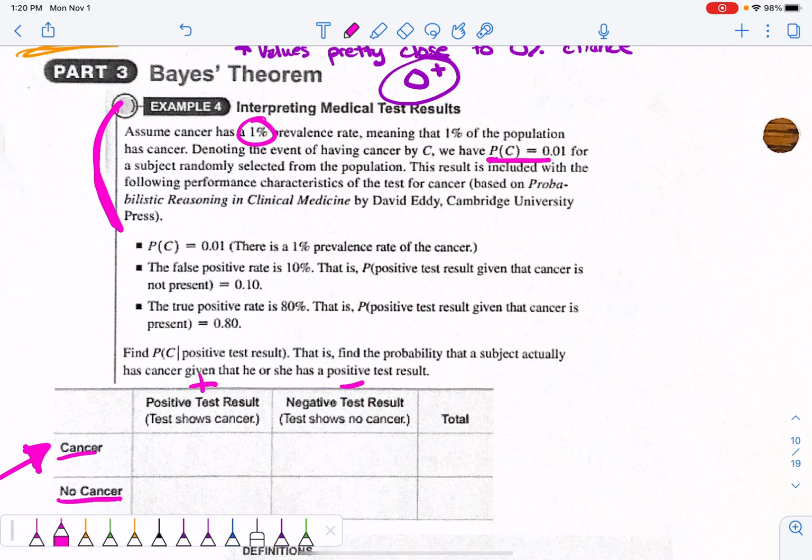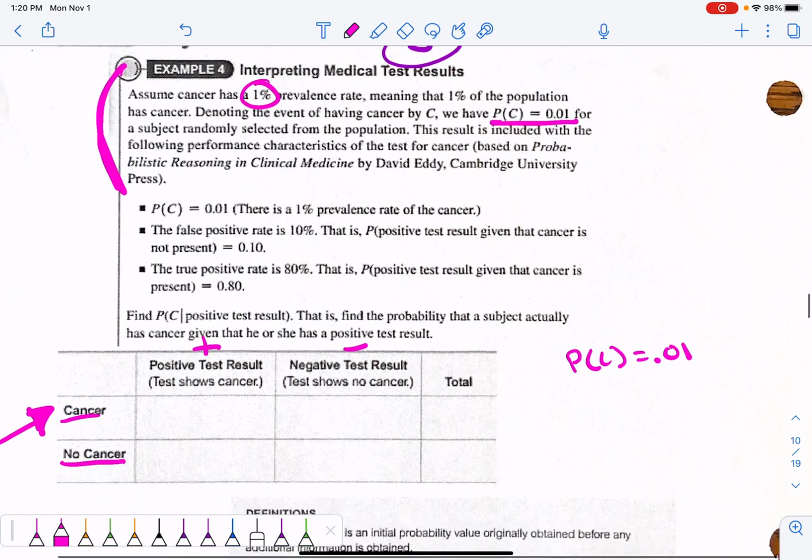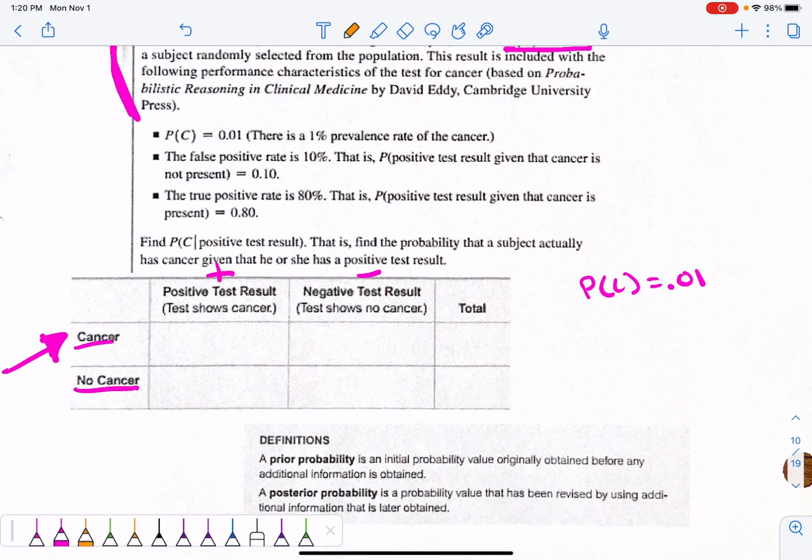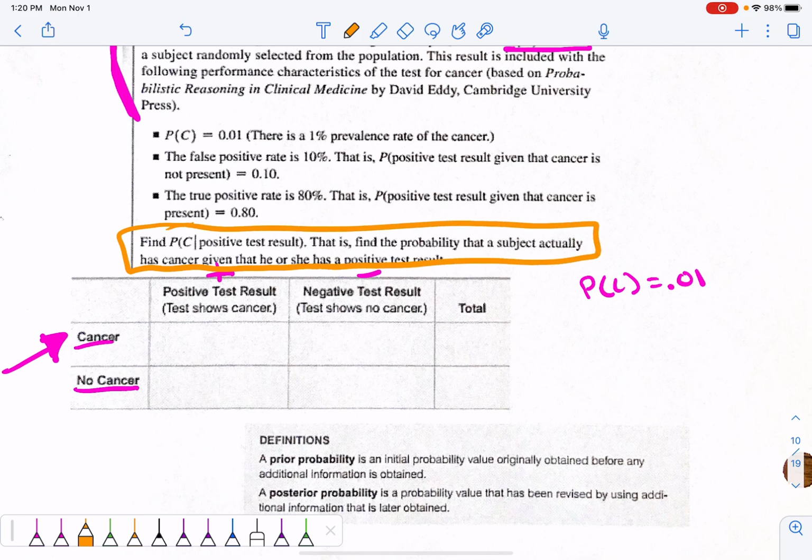And they denote that as P of C equals 0.01. So P of C, I'm going to write that down here, equals 0.01. And 1% has cancer, okay? For a subject randomly selected from the population, this result is included with the following performance characteristics for the test of cancer. Okay, they want us to calculate this, all right? Find P of cancer given a positive test result.